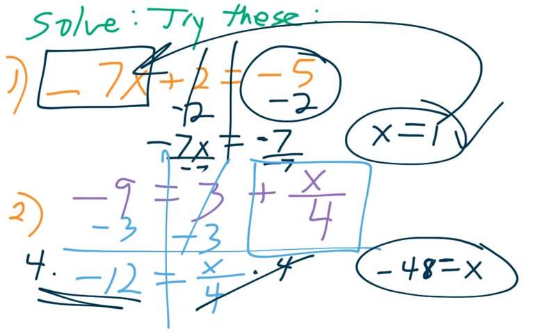If we plug that back in, let's try it out. Well, negative 48 divided by 4 would be negative 12, right? And then 3 plus negative 12 is negative 9, so it does check out. You could always check your answer by plugging the value back in for the variable and using order of operations.